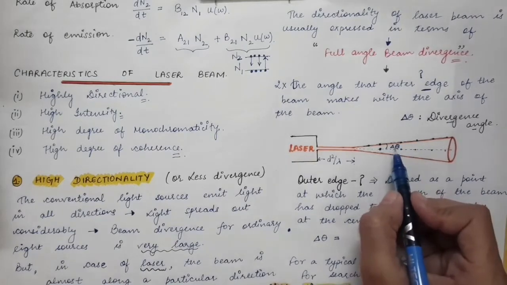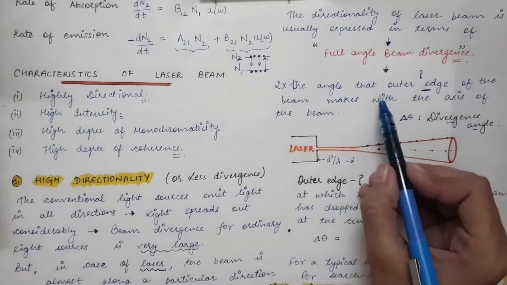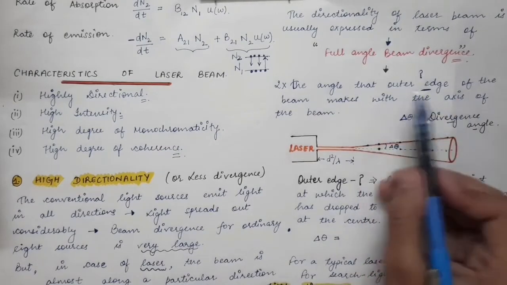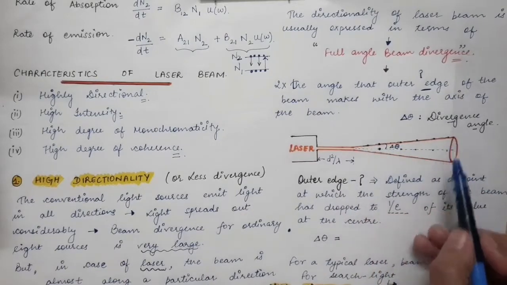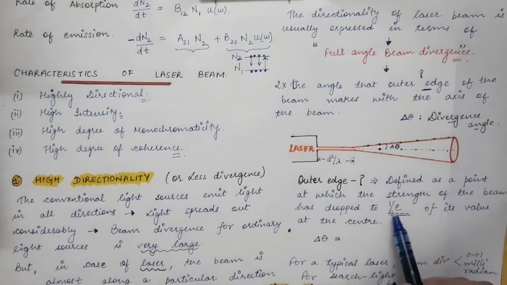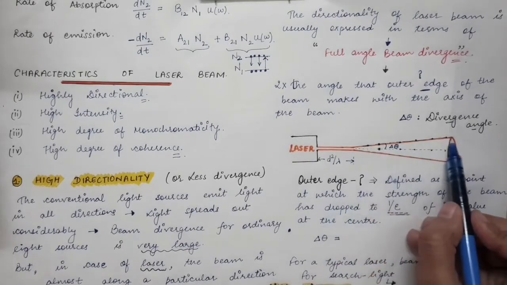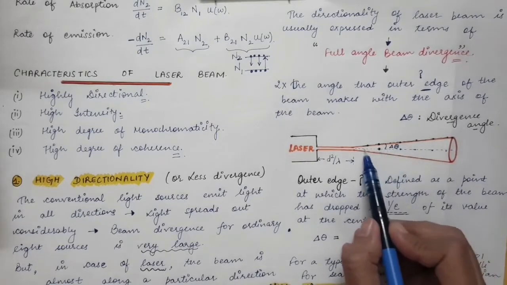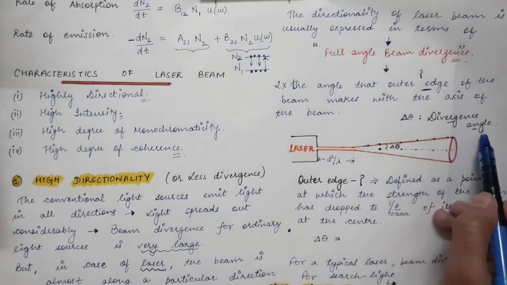Now this angle, delta theta, this divergence angle, is the angle made by the outer edge of the beam with the axis of the beam. This is the outer edge of the beam which we have defined by this particular formula, that is where intensity goes to 1 by e of its value at the center. Now the outer edge of the beam makes a certain angle with the central axis. So this angle is defined as divergence angle.